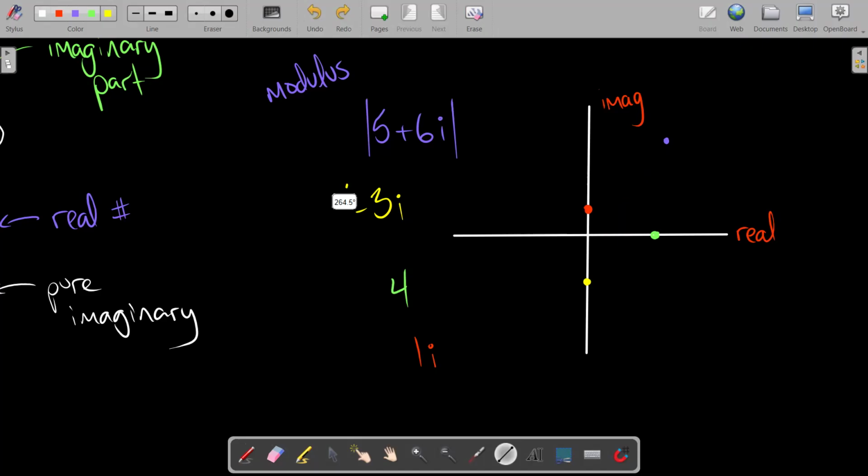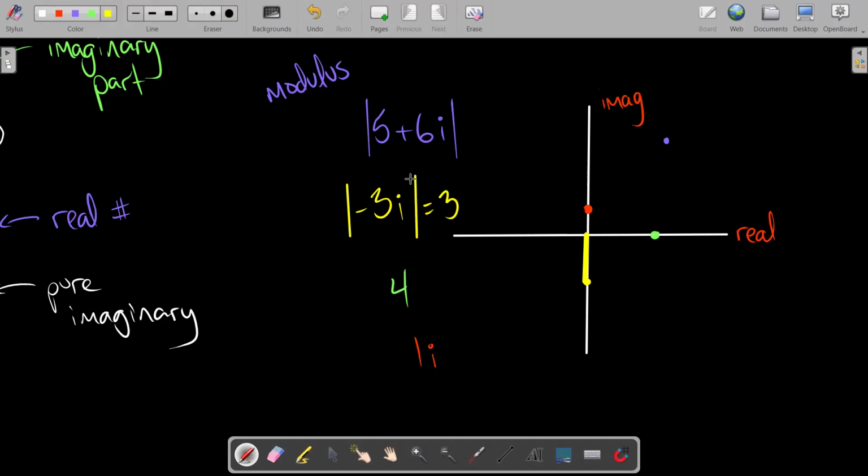If I asked you to find the modulus of -3i, I am asking you to find the length of that yellow line segment. Would you have any issues with that? You don't have a unit. Why not? What is it? What's the modulus of -3? It's quite literally 3.